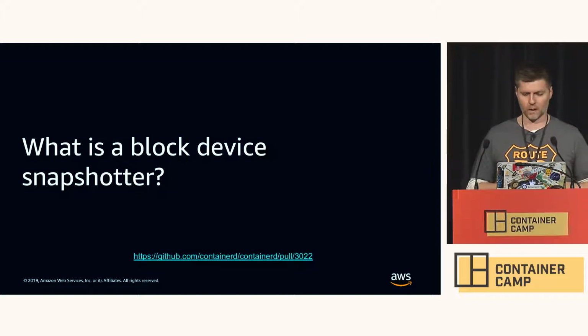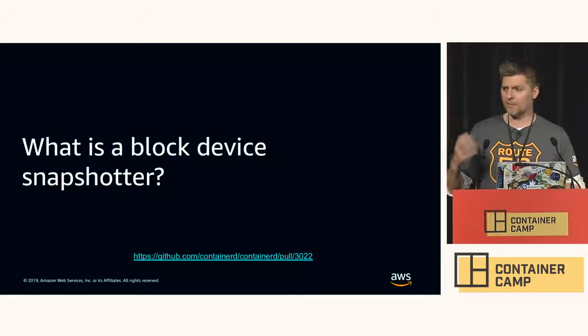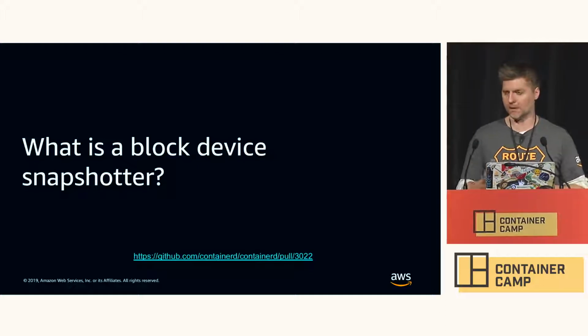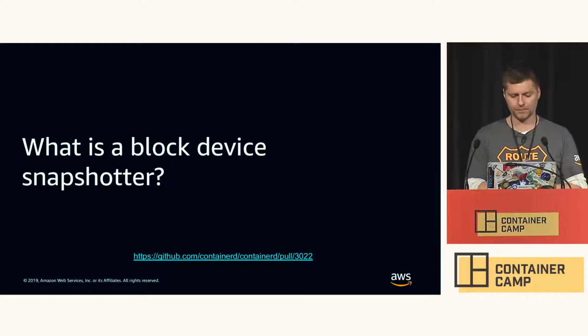So we had to think through that because obviously for AWS and for every other cloud provider, as far as I'm aware, security is job zero and the most important thing we do. And we couldn't figure out a secure way to share files between the guest and the host. So what we ended up doing is implementing a block device snapshotter.